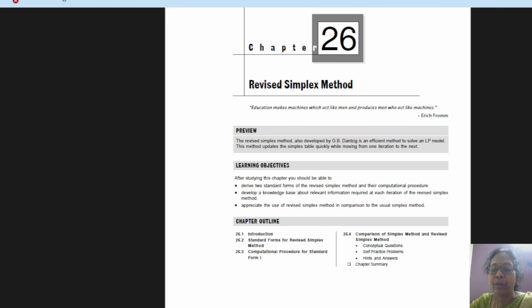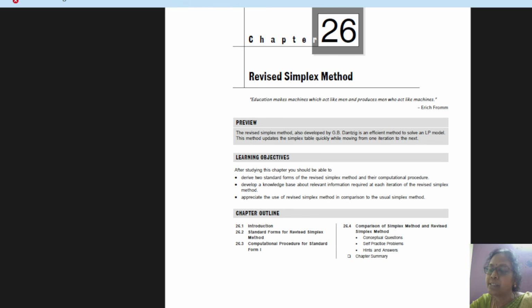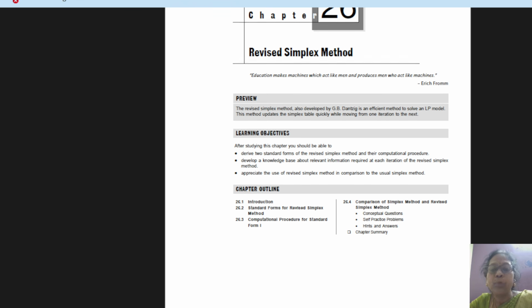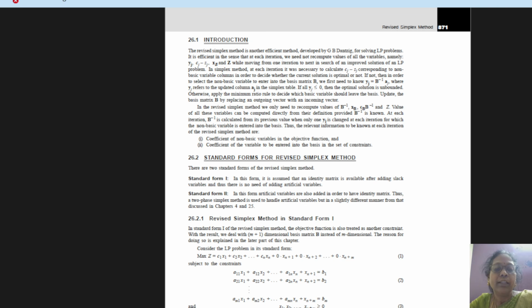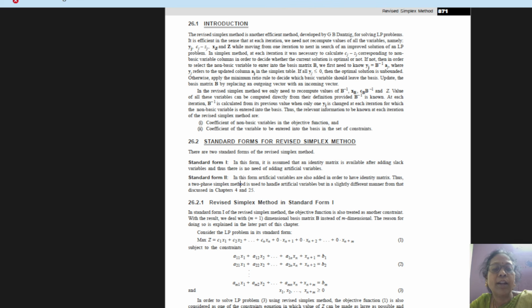Hello everyone. Today we are going to start the topic revised simplex method in optimization techniques. It is an advanced topic, beyond the simplex, graphical, and two-phase methods. This method is the simplex method that updates the simplex table quickly, moving from one iteration to another. The revised simplex method has two standard forms: standard form 1 and standard form 2.